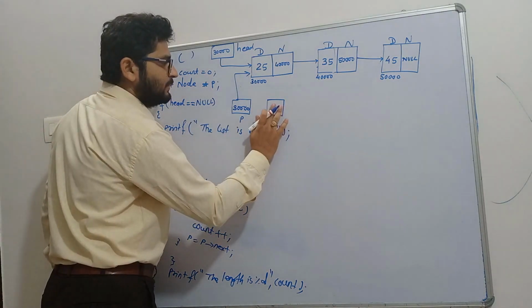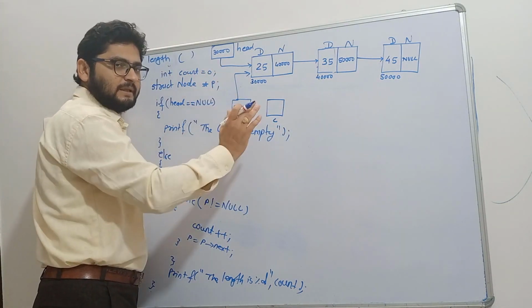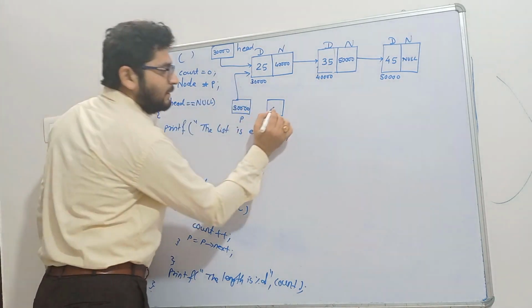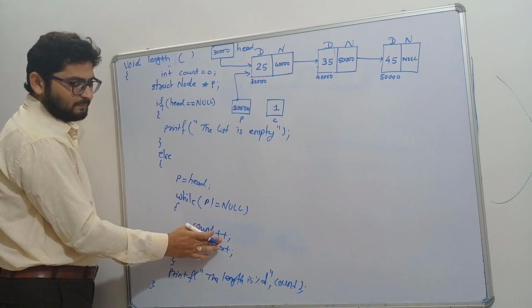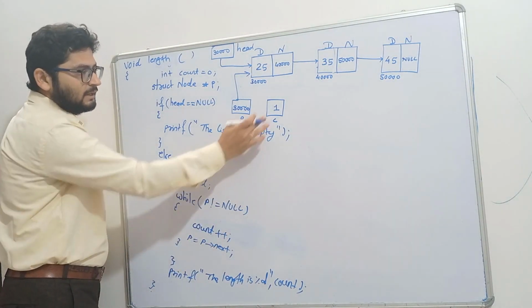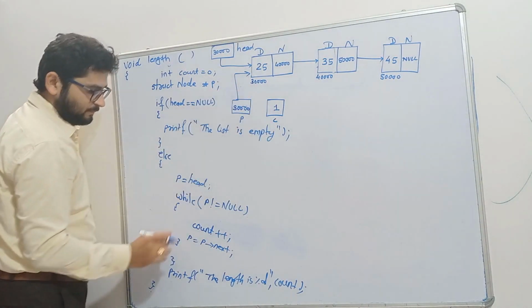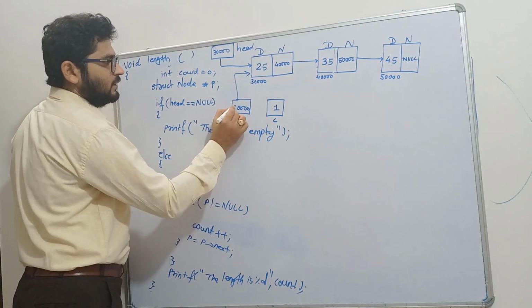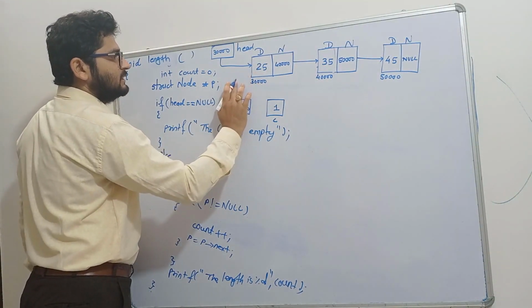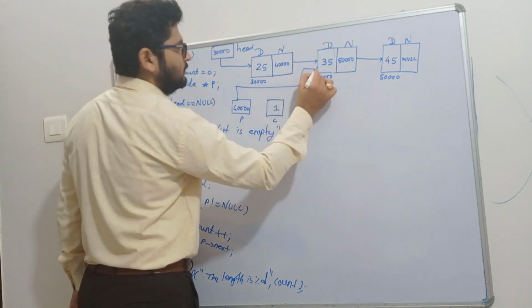Okay, so instead of printing, earlier in the display we were displaying, now we are just incrementing it by 1. So earlier it was 0, now it will become 1. When we apply plus plus, that is the increment operator, from 0 it will become 1. Then p equal to p arrow next, means 40,000 will be copied over here. Okay, that means now this p is pointing to the next node.